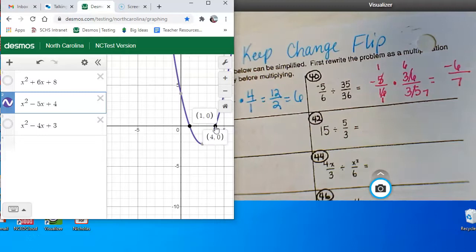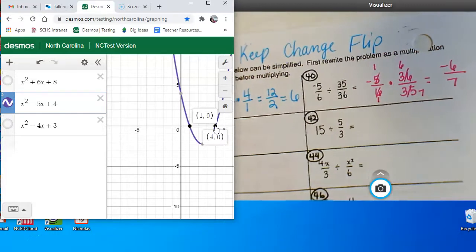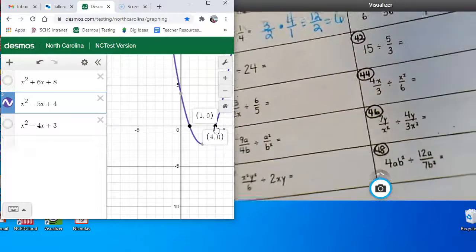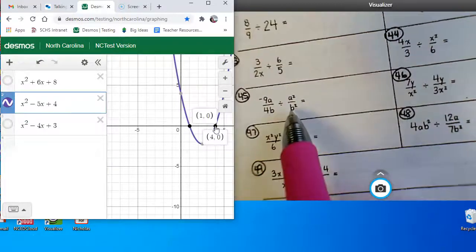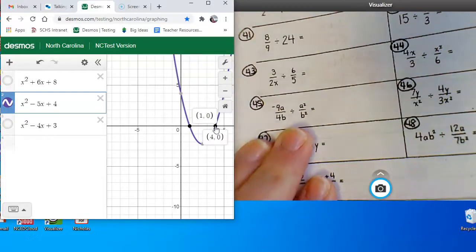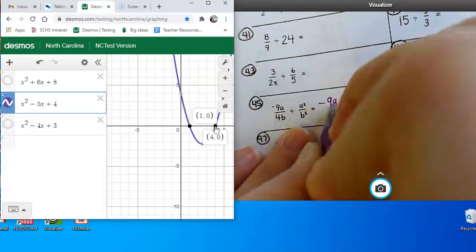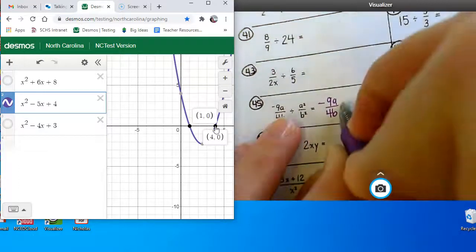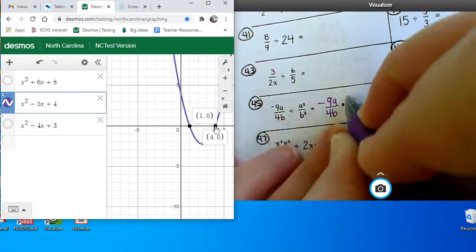Let's skip on down and go to some problems that have some x's and letters with them, because I think that's the ones that are most important for what we're going to be looking at. So let's look at number 45. We're going to start with our keep, change, flip concept. Okay? So we keep the first thing, change, and flip.